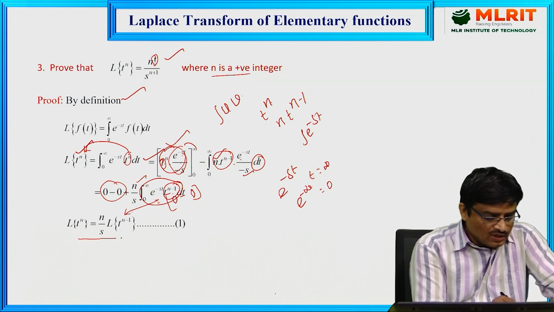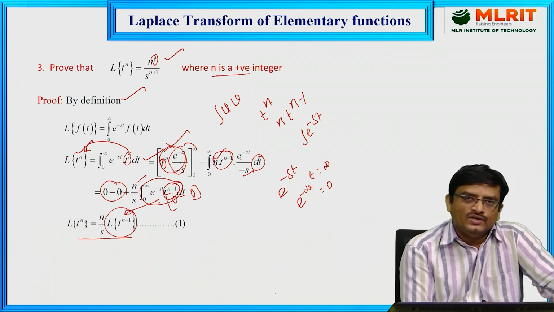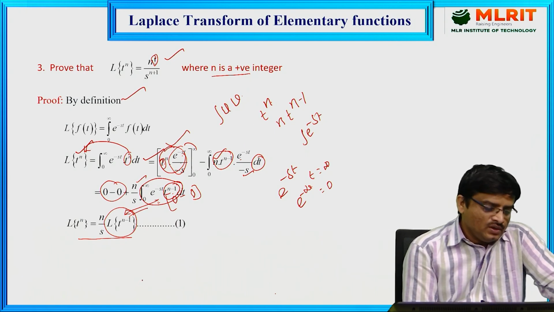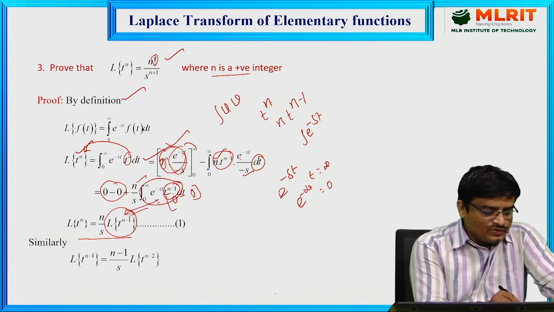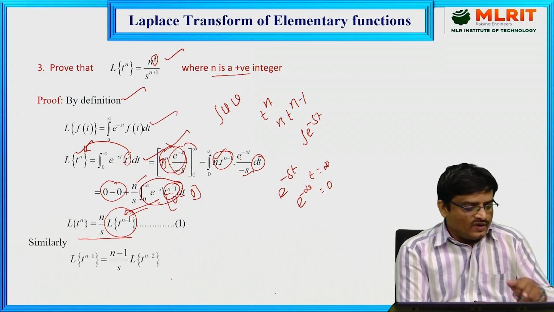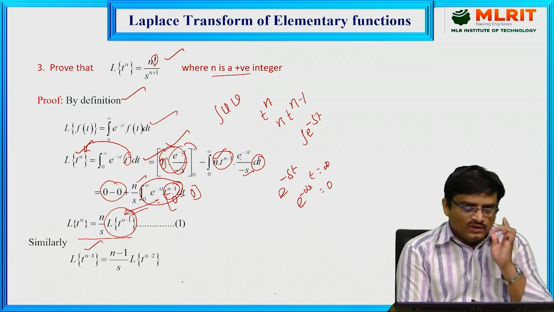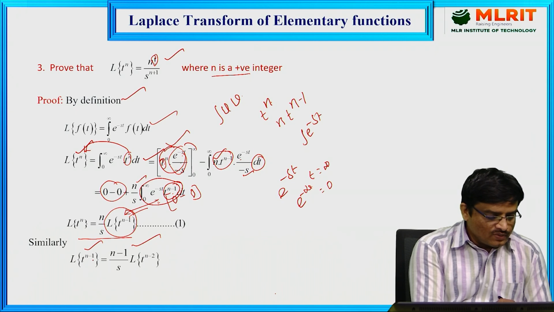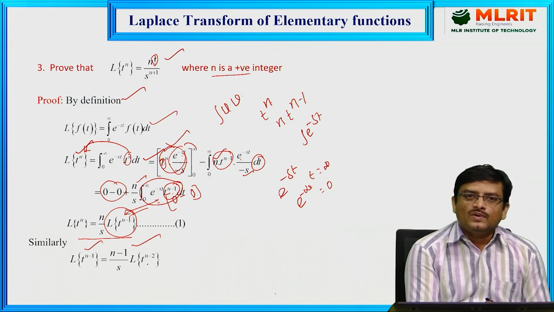Now if you want to complete this, once again we have to find the Laplace transform of t power n minus 1. Whatever value we get, we have to substitute it in equation 1. Now we will see how to find the Laplace transform of t power n minus 1. Follow the same procedure: use the definition, replace f of t with t power n minus 1, and apply integration by using the uv formula. Finally you will get that the Laplace transform of t power n minus 1 is equal to n minus 1 by s into the Laplace transform of t power n minus 2.